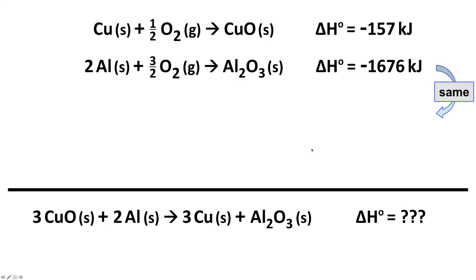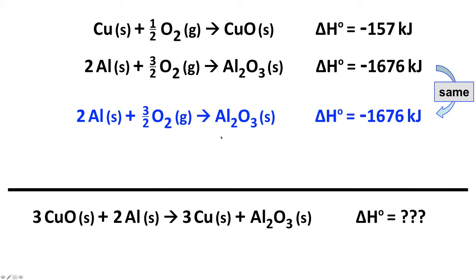So why don't we just leave that second equation exactly the same? So 2 aluminum plus 3/2 oxygen gas makes aluminum oxide with a delta H of negative 1,676 kilojoules. Let's leave it alone because the aluminum here is a reactant, just exactly what we want. The aluminum oxide is a product, just exactly what we want. It's even got the right stoichiometric coefficient, so we'll leave it alone.